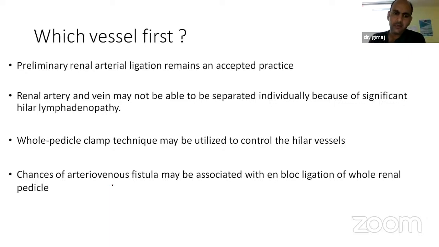The whole pedicle clamp technique may be utilized to control the hilar vessels. When separate ligation is not possible, the whole pedicle is ligated. There is a chance of arteriovenous fistula associated with en bloc ligation of the whole renal pedicle.